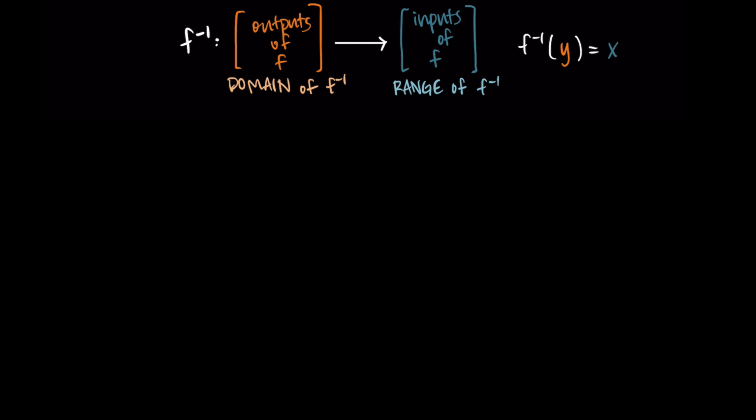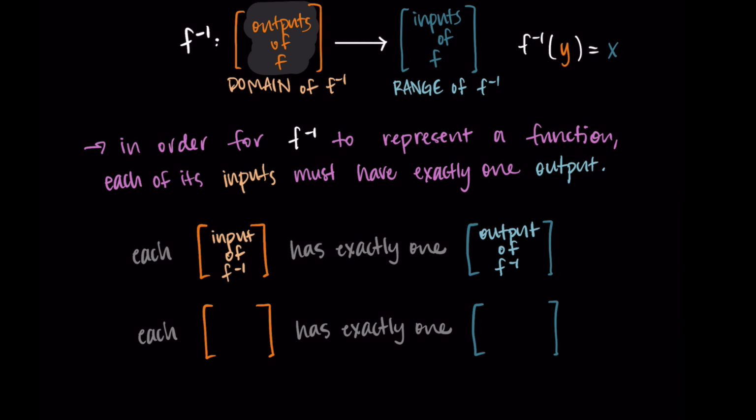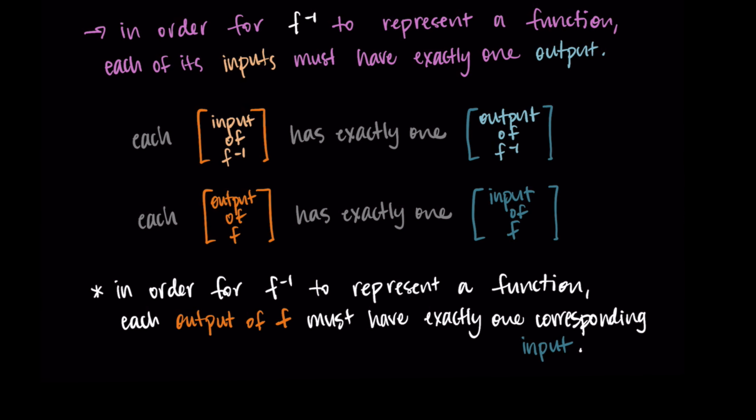So let's talk through what it would mean for the inverse to also be a function. This means that in order for the inverse to represent a function, each of its inputs must have exactly one output. But there's something a little confusing happening here, because the inputs and outputs of the inverse are related to the inputs and outputs of the original function. So this is actually saying that each output of f, since those are the inputs to the inverse function, needs to have exactly one input of f, since those inputs of f are actually the outputs of our inverse function. So this tells us that in order for f inverse to represent a function, each output of f, the original, needs to have one corresponding input.